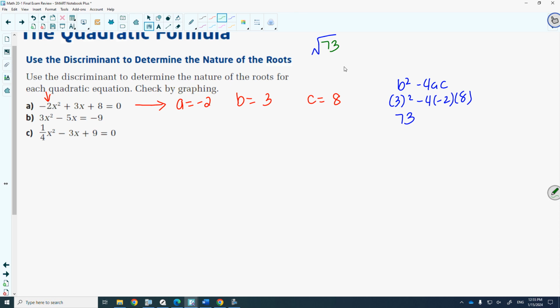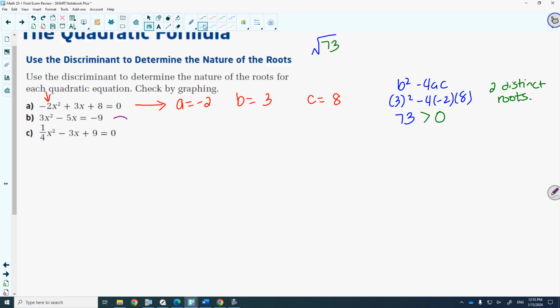Then you say to yourself, is that a number bigger than 0, less than 0, equal to 0? I know that's bigger than 0. I could take the square root of 73. It'd be an irrational number, but it doesn't matter. That means that this graph has how many x-intercepts? 2 x-intercepts. So this graph has two distinct, which just means different, roots. The roots are real because you could take the square root of that number.